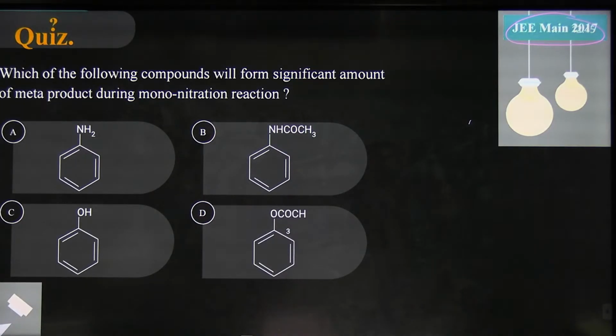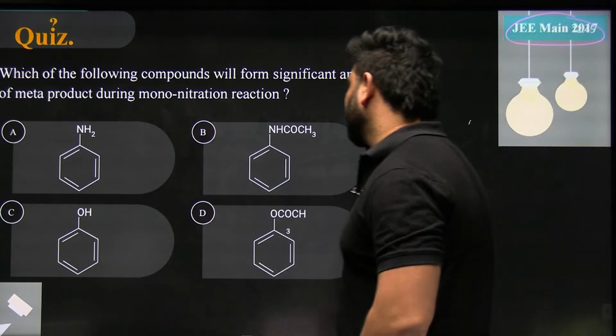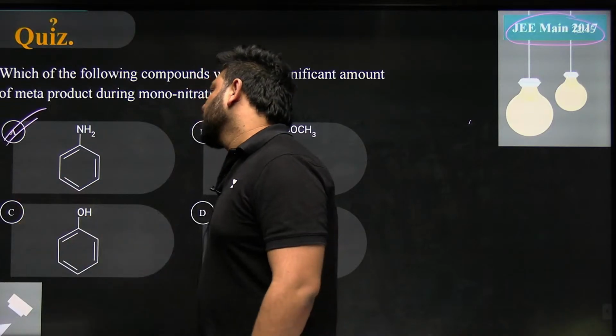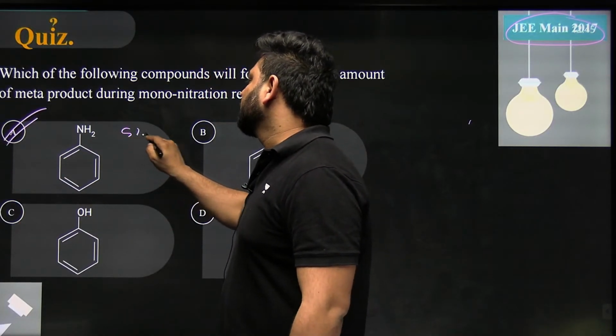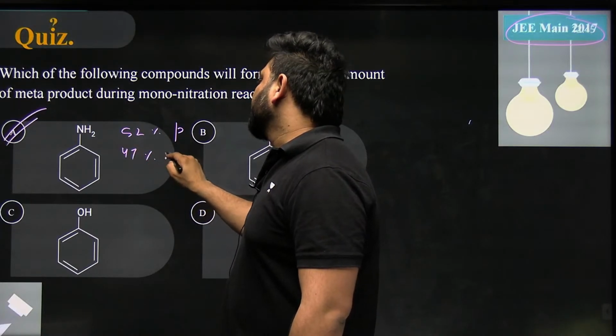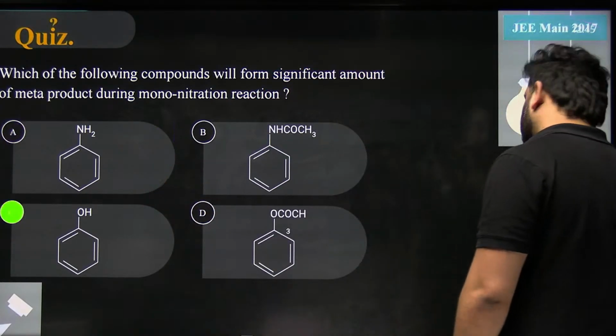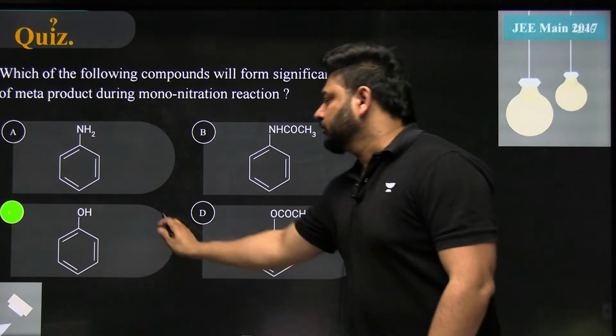So my bad, everyone. I personally think that we are working on the same concept and this should be the correct answer. That gave us like 52% para, 47% meta and only 2% ortho. So this is the correct answer. Note this.